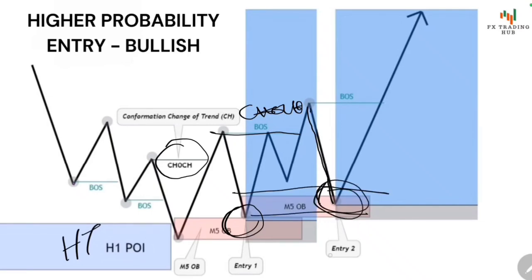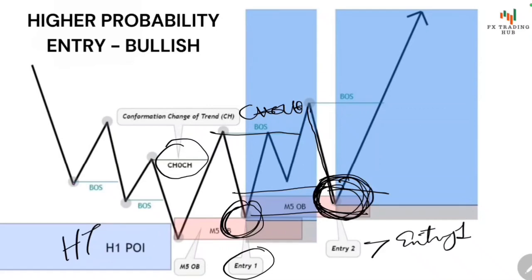So what I'm trying to say is that entry number 2 has a higher level of probability of success than entry number 1 that is depicted here. So if you enter here instead of here, you are more likely to have a winning trade.